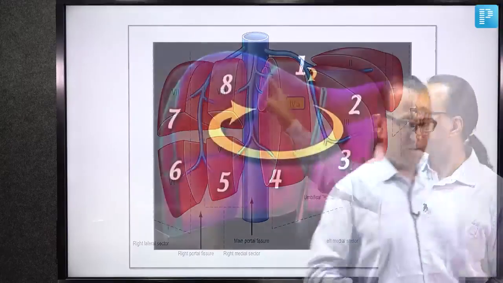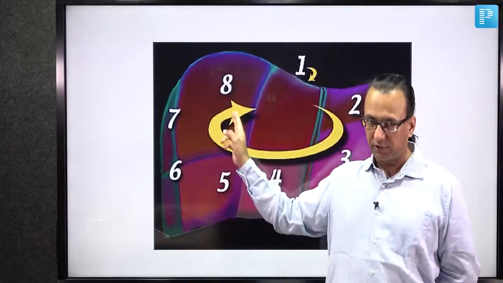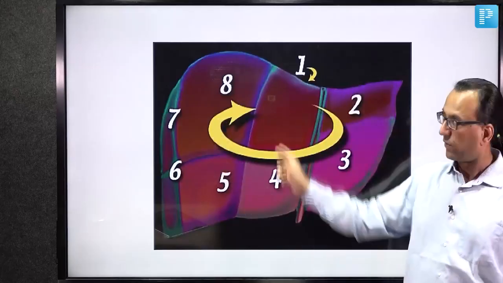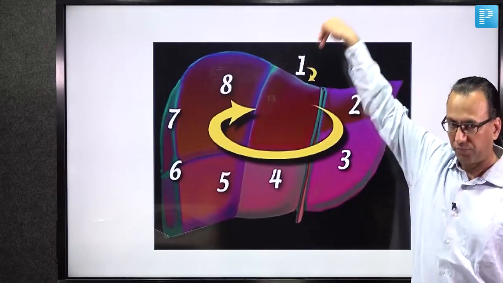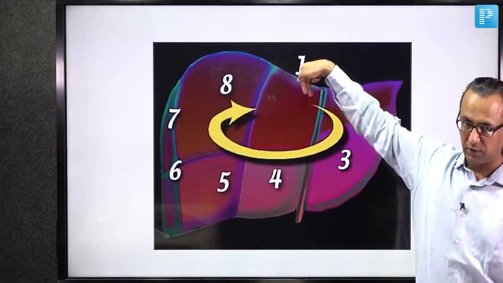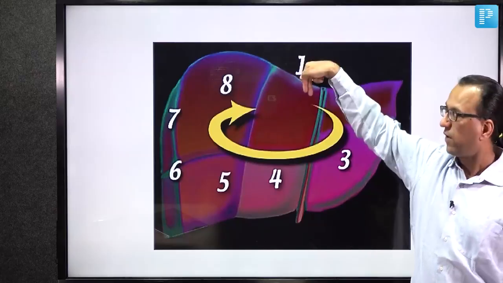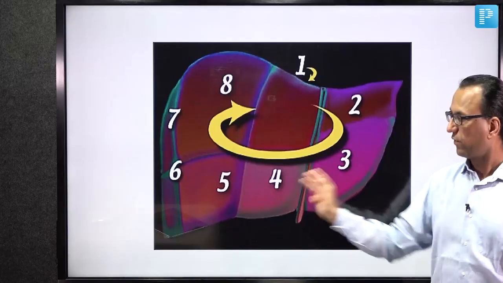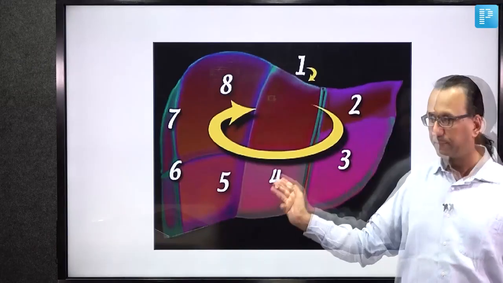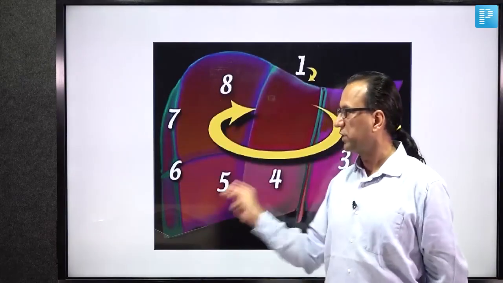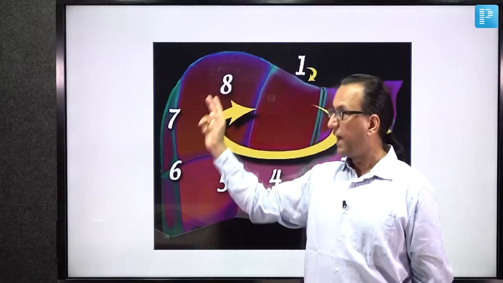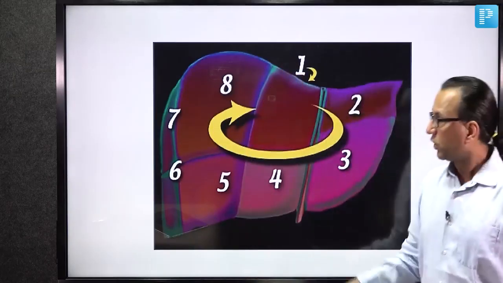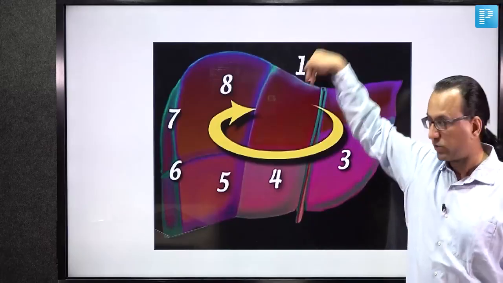Now, when it comes to the counting of the segments according to the Couinaud classification, you are following the portal vein and you have to search for segment 1, which is the caudate lobe present on the posterior aspect of the liver. Once you find it, you have to count clockwise. It will be 2, 3, 4, which is the left surgical lobe, and then 5, 6, 7, 8, which is the right surgical lobe. 8 will come close to 1 in a clockwise fashion. To see the caudate lobe, you have to look from the posterior view of the liver.